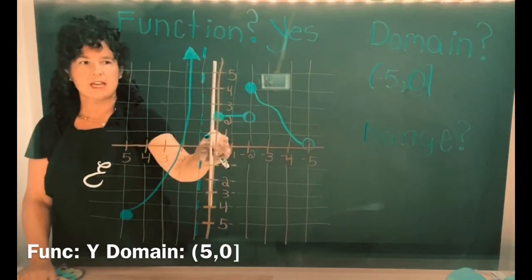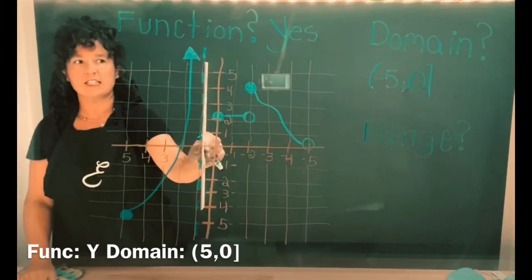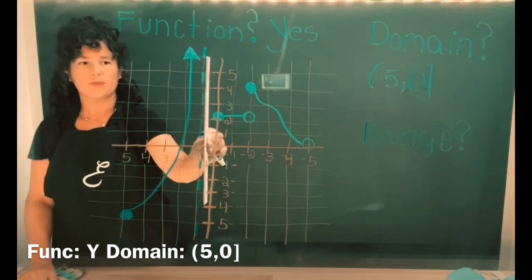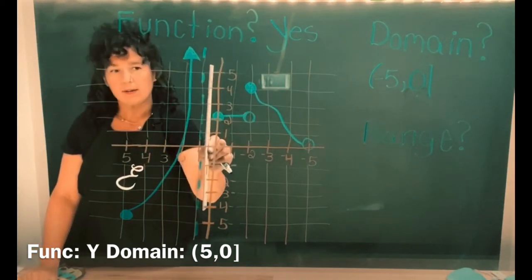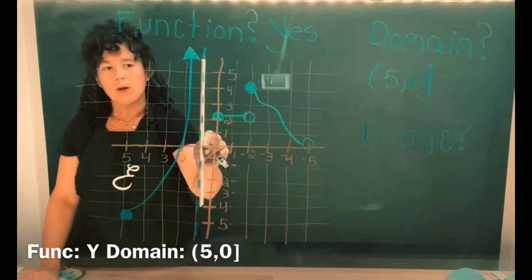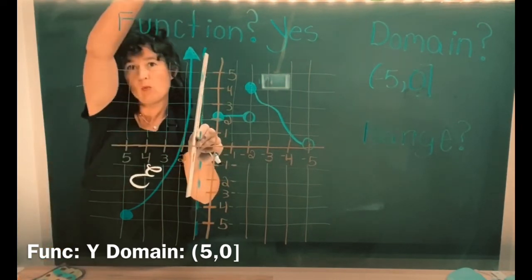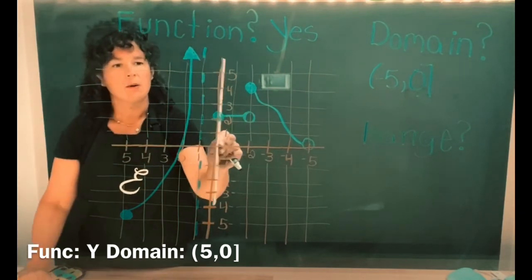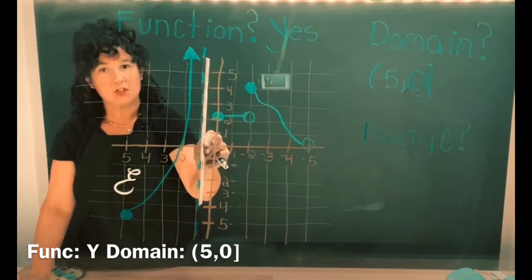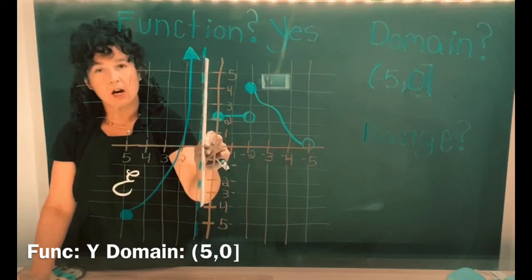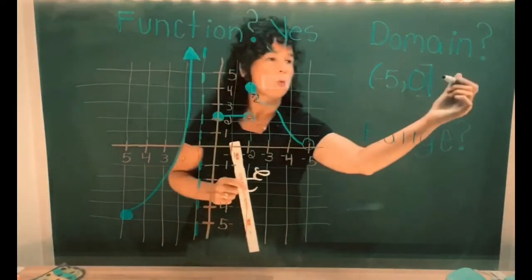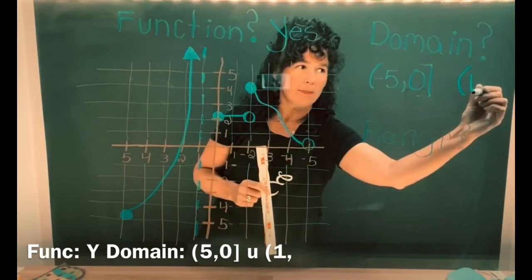The next time that we are in contact is just after this asymptote. This asymptote is at 1. And so at 1.000001, we would be in contact. We'd be way up high. So just after 1, we become in contact. So we're going to do a parenthesis, 1.